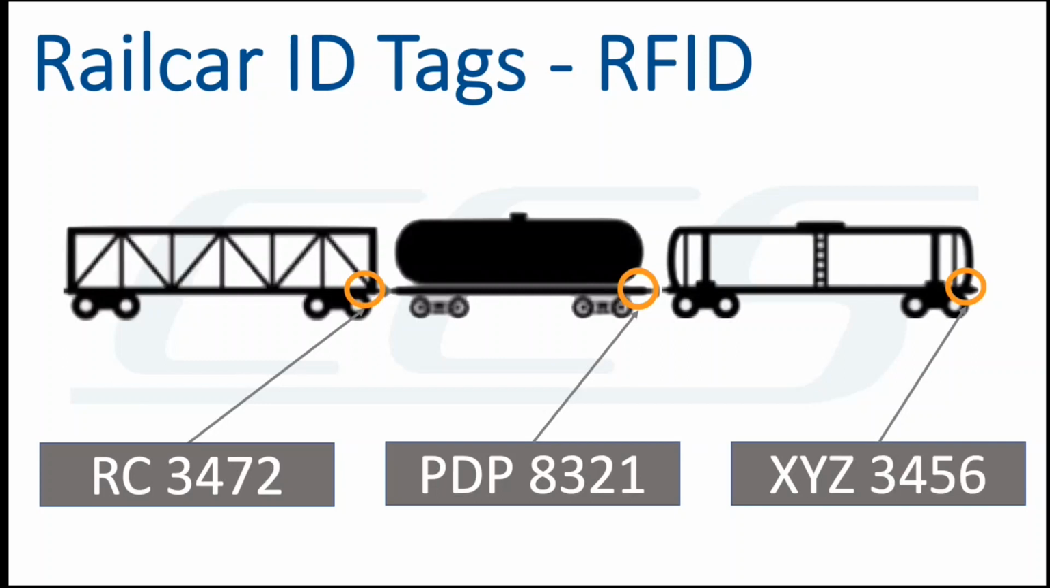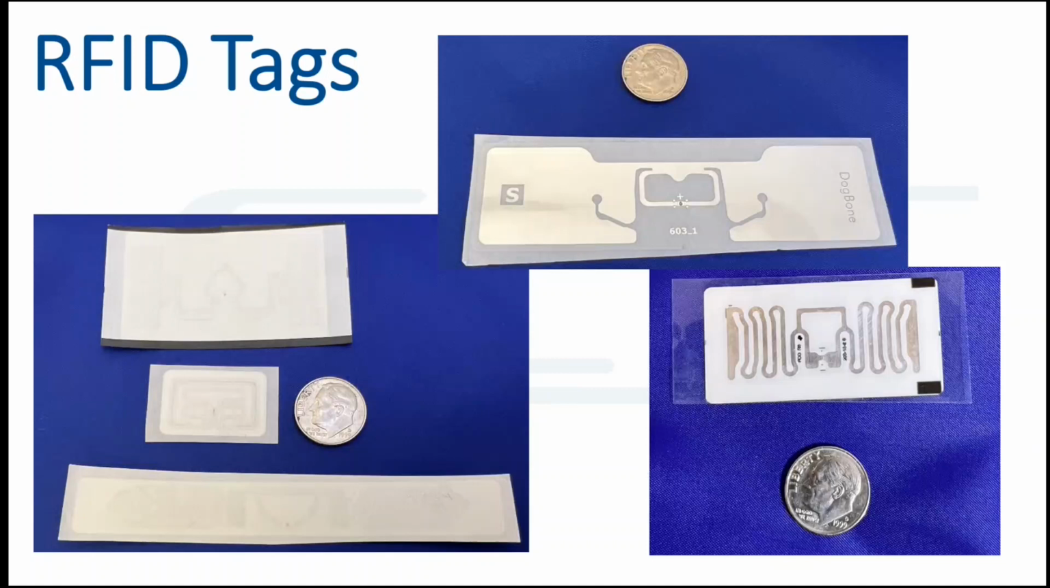It has the vehicle ID, and it has things like the length of the car and things like that. Well, what actually is an RFID tag? Let's talk about that real quick. Here's some examples of RFID tags. Let's start on the bottom right.